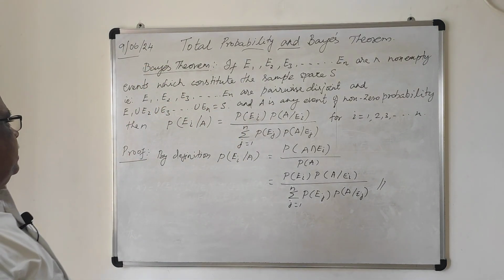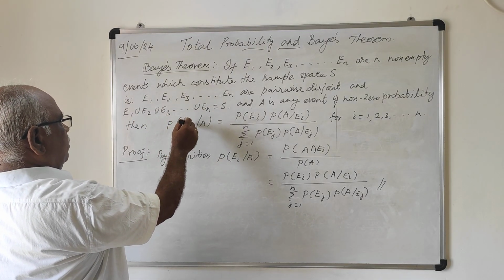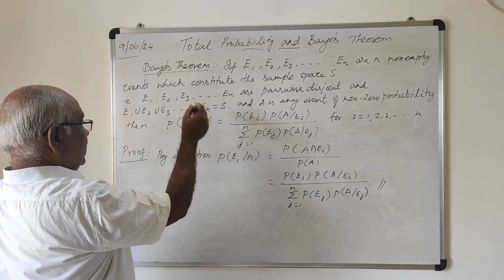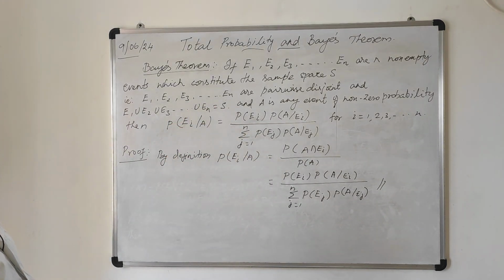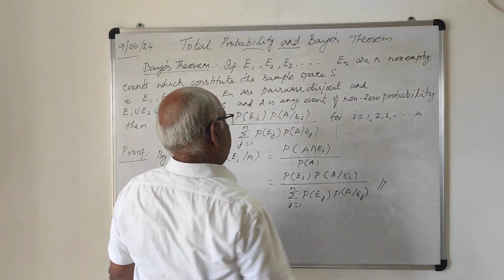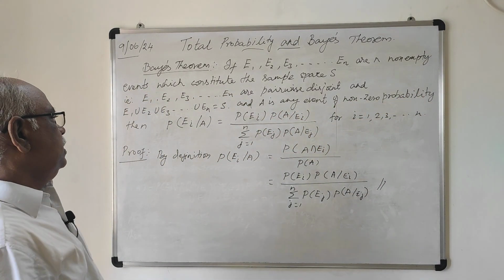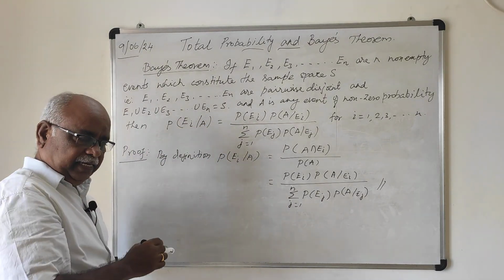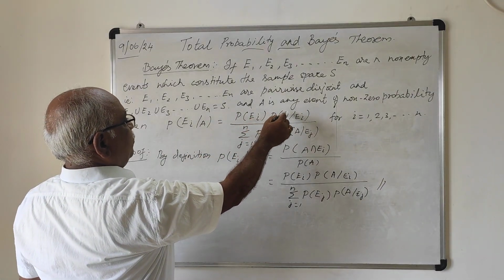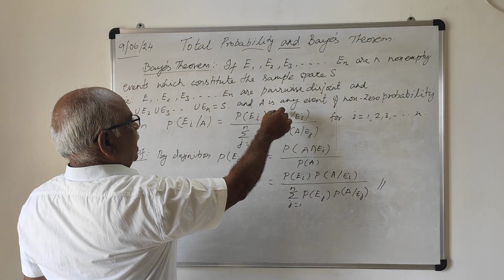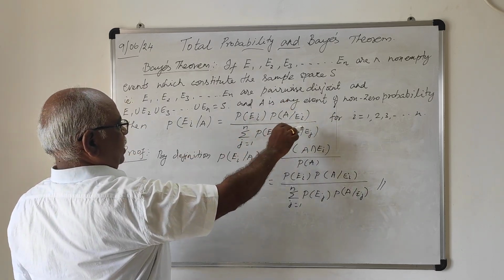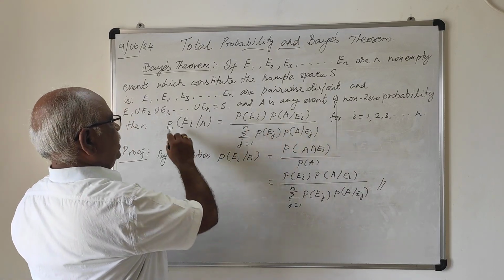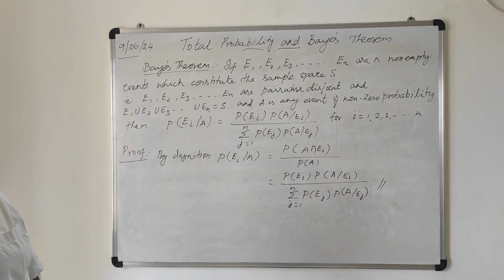Now, Bayes' theorem states that the probability of a particular event Ei, given that the event A has already occurred, where A is any event of non-zero probability, equals probability of Ei into probability of A by Ei, divided by the total probability P of A, that is sigma j equal to 1 to n of P of Ej into P of A by Ej. This is Bayes' theorem.